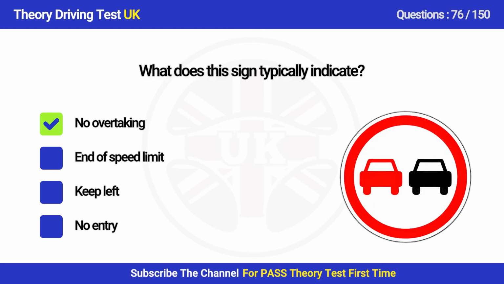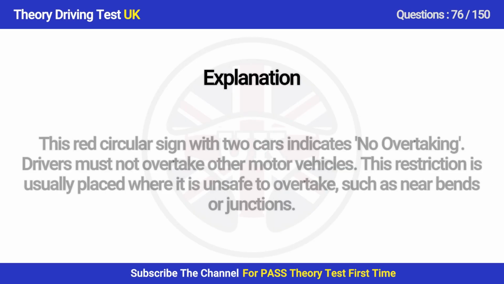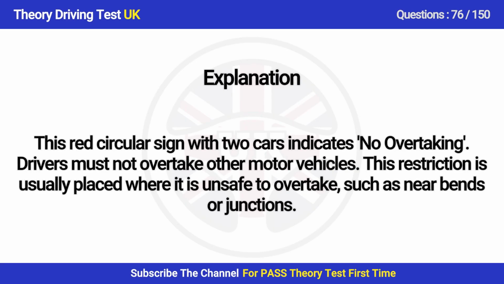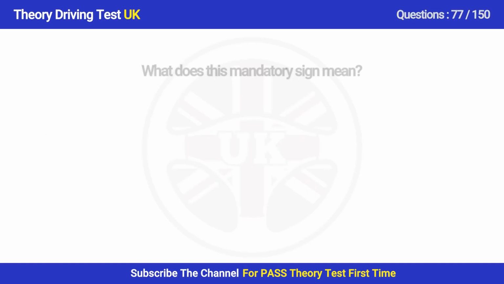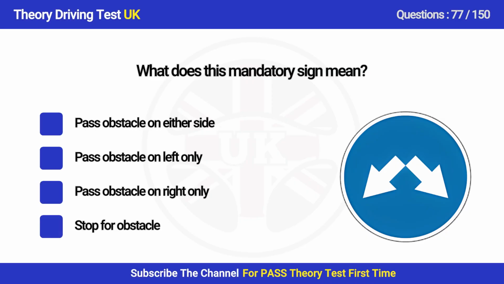Answer is A. No overtaking. This red circular sign with two cars indicates no overtaking. Drivers must not overtake other motor vehicles. This restriction is usually placed where it is unsafe to overtake, such as near bends or junctions. Question 77. What does this mandatory sign mean?